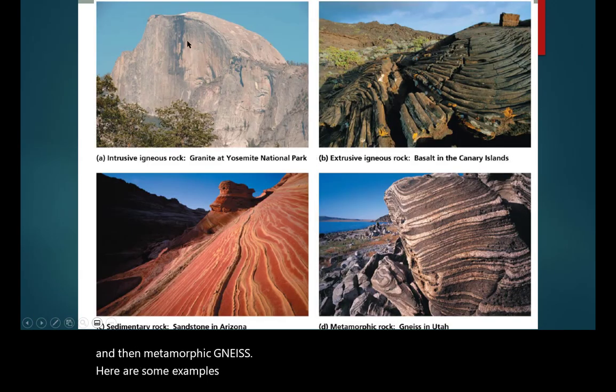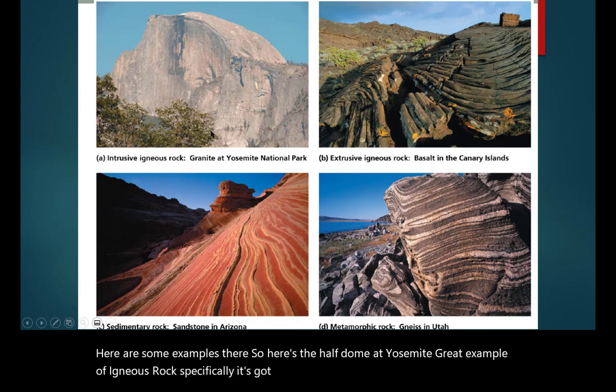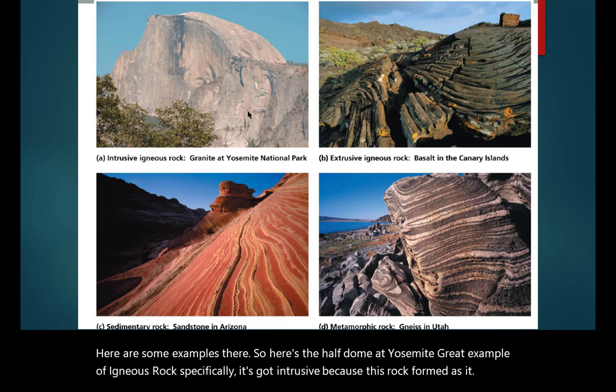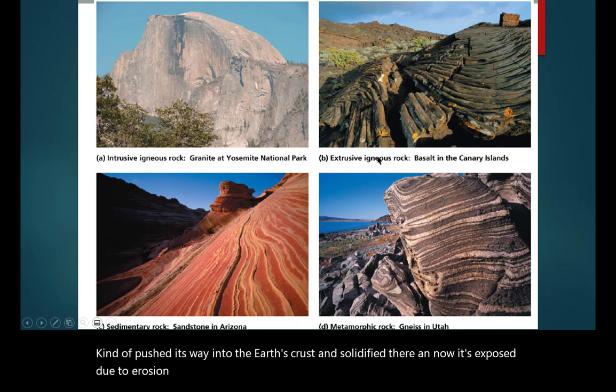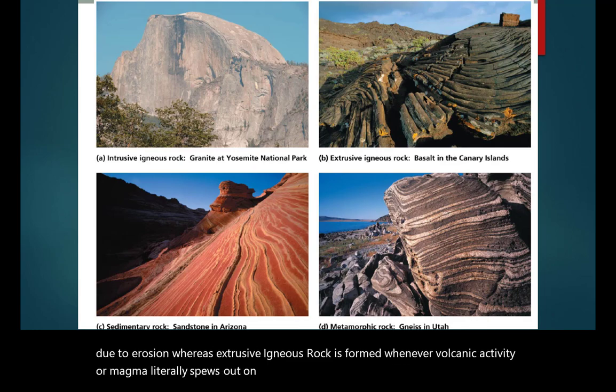So here's Half Dome at Yosemite, a great example of an igneous rock. Specifically, it's called intrusive because this rock formed as it kind of pushed its way into the Earth's crust and solidified there, and now it's exposed due to erosion, whereas extrusive igneous rock is formed whenever volcanic activity or magma literally spews out onto the surface and solidifies there.